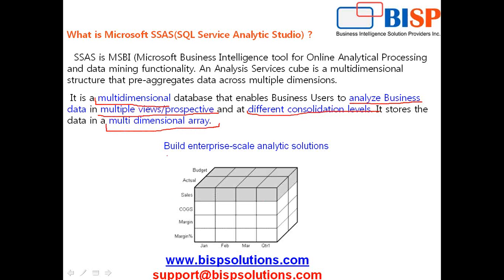This is a graphical presentation of my cube. You see it consists of a three-dimensional view. One dimension is your time, another dimension is your measures or facts, and another dimension could be called your scenario, and the gray area shows an occupied cell or selected cell.